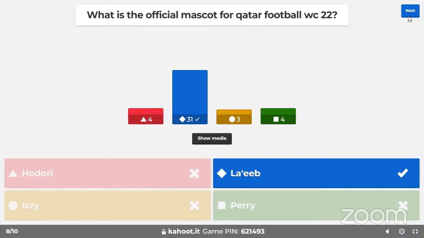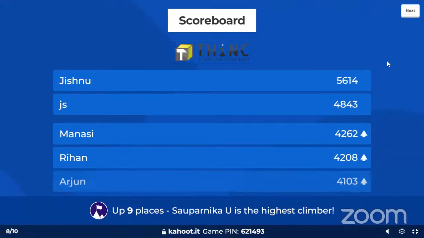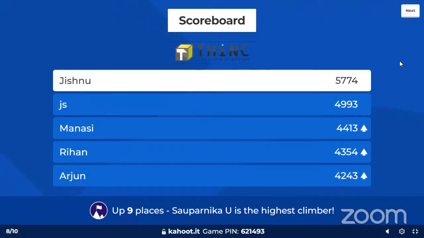I think there might be a change in the leaderboard after the 8th question. 2 more questions to go. Let's see the leaderboard. Here is the leaderboard. Again, Jishnu and Jay stand still on their positions, and there is a change in the last 3 positions. Jishnu stands still with 5,774 points on the first.